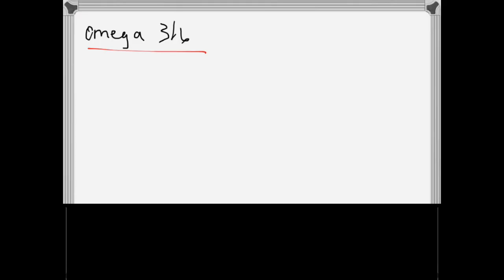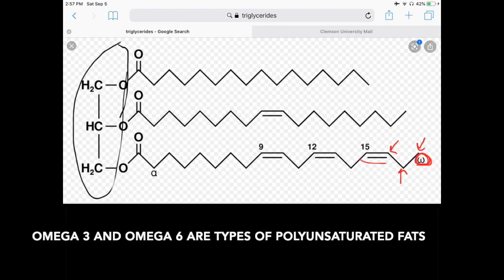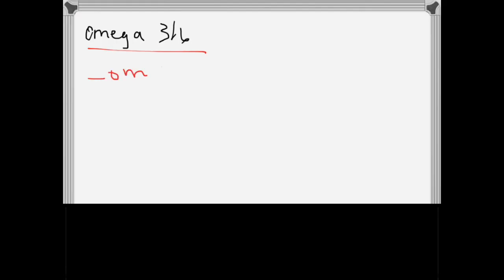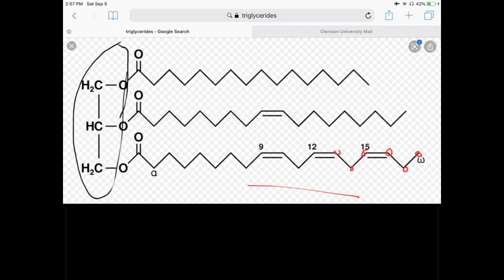Omega-3 and omega-6, this is showing right here. This little symbol is omega. So omega is your last carbon, and if we go in 1, 2, 3 carbons in, we get a double bond. That would make this an omega-3. Technically, to be honest, I don't know. I literally just got this picture off Google, so I have no idea whether you'd call this an omega-3 or an omega-6, because if you go 1, 2, 3, you have a double bond, but if you go 4, 5, 6, you also have a double bond. Not that important, just wanted to make an observation.